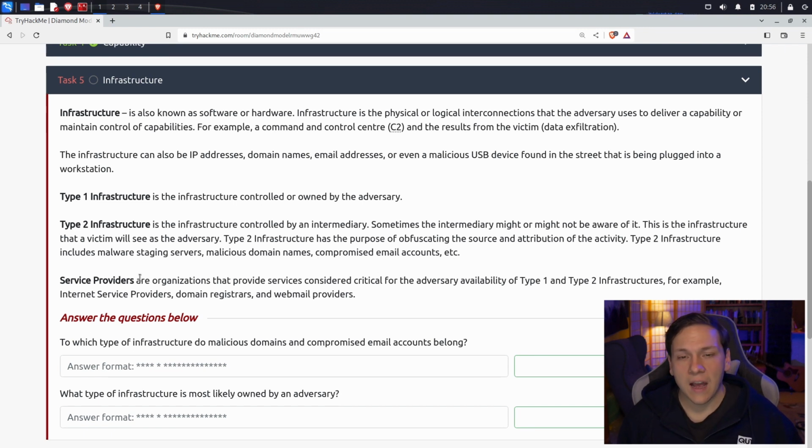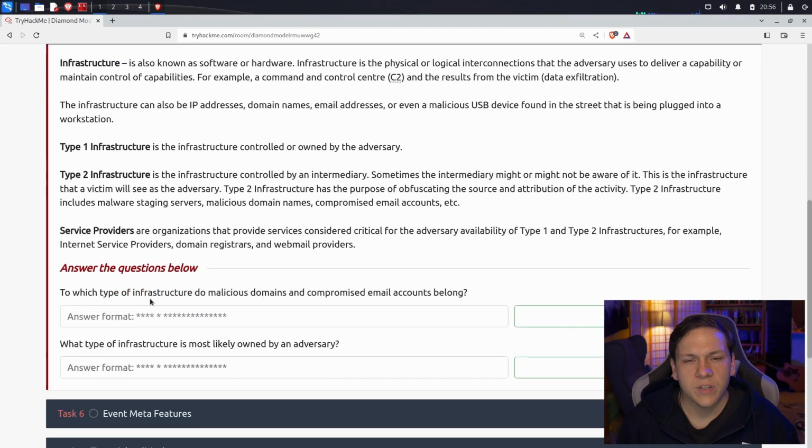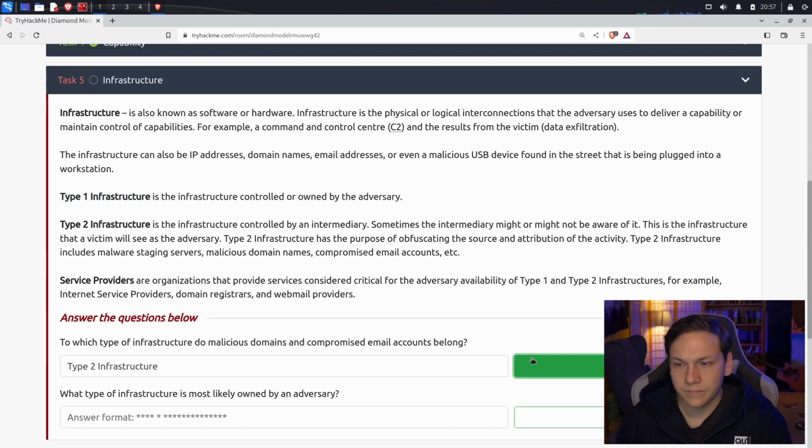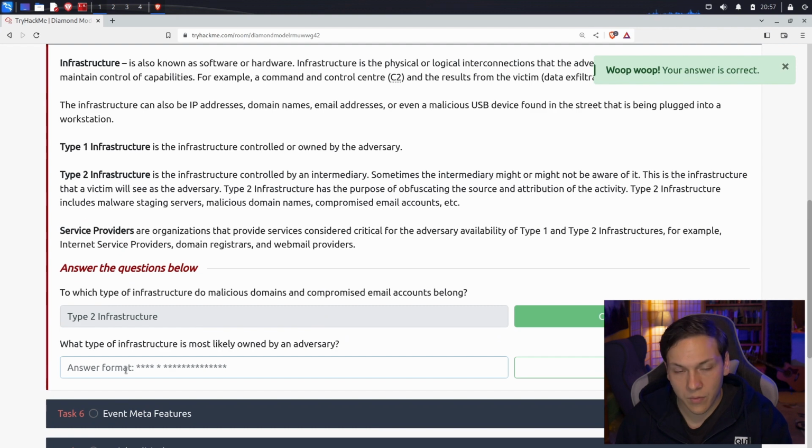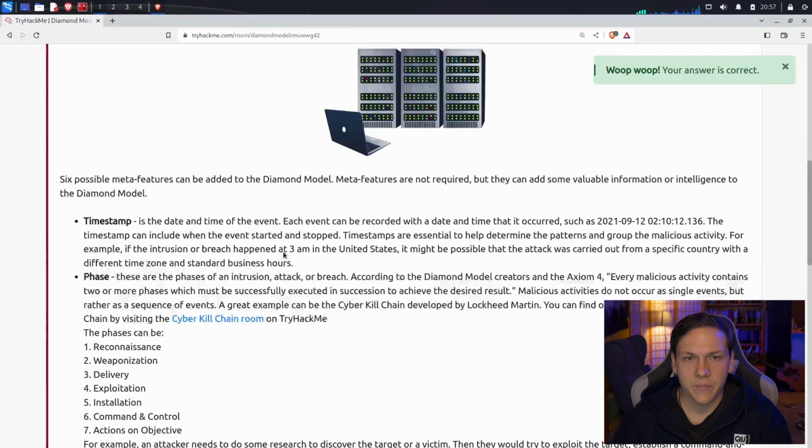Service providers are organizations that provide services considered critical for the adversary availability of Type 1 and Type 2 infrastructures. For example, internet servers, service providers, domain registrars, and webmail providers. To which type of infrastructure do malicious domains and compromised email accounts belong? That would be Type 2. What type of infrastructure is most likely owned by an adversary? So that's Type 1.